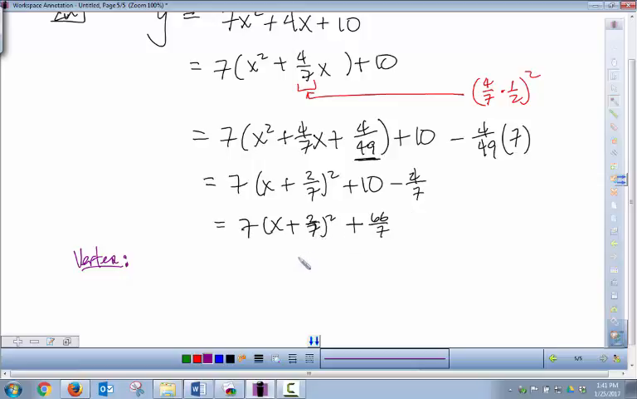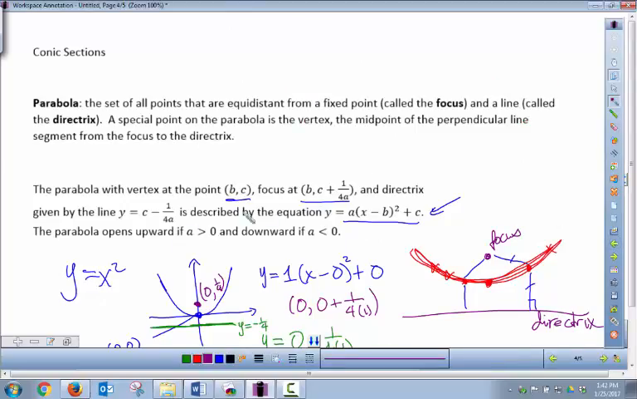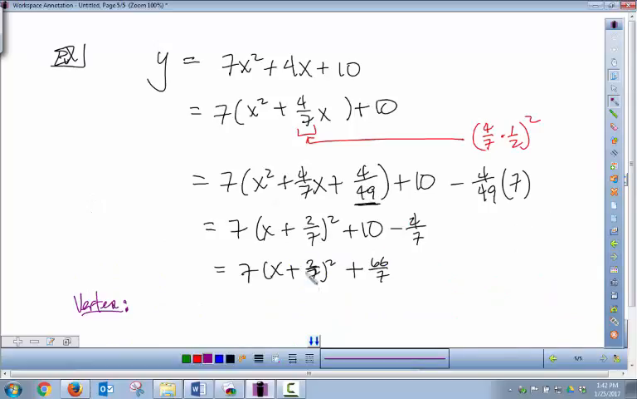So the vertex is going to be, now we have to be careful how these things look, all right? It says x minus, what does it say again? X minus b. So we have to acknowledge that the b is actually negative 2 over 7. So negative 2 over 7, comma, and 66 over 7. That's your vertex.